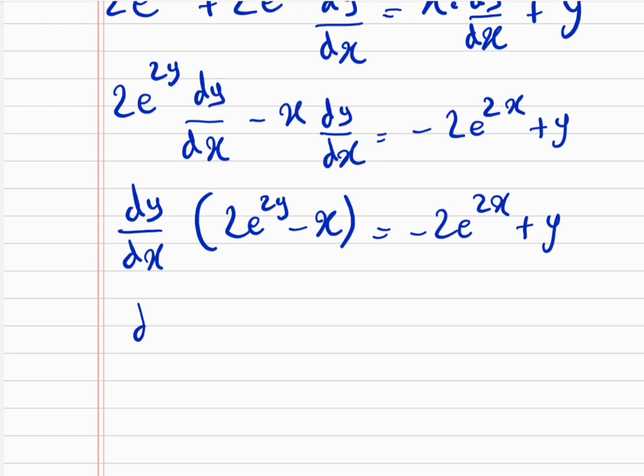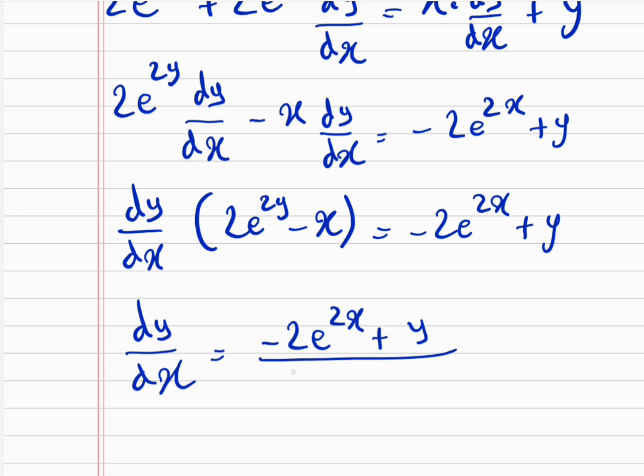And at this point, we just divide everything by the bracket. So dy by dx is minus e to the power of 2x plus y, over 2e to the power of 2y minus x. And this is the derivative.